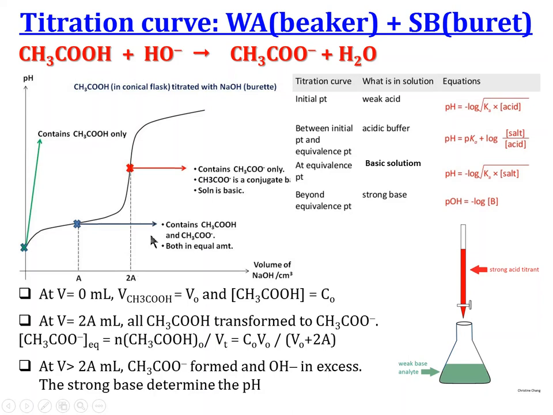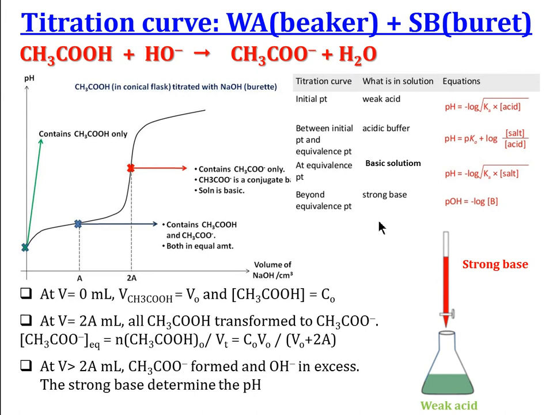After a volume 2A, we have to calculate the number of moles of OH minus in excess. The number of moles of OH minus in excess is equal to the total number of moles of OH minus added minus the number of moles of OH minus consumed until the equivalence. We divide by the total volume at this point, so we have the concentration of OH minus. Therefore, pOH in the solution equals minus log of the concentration of OH minus in excess, and we calculate the value of pOH, then we deduce pH.